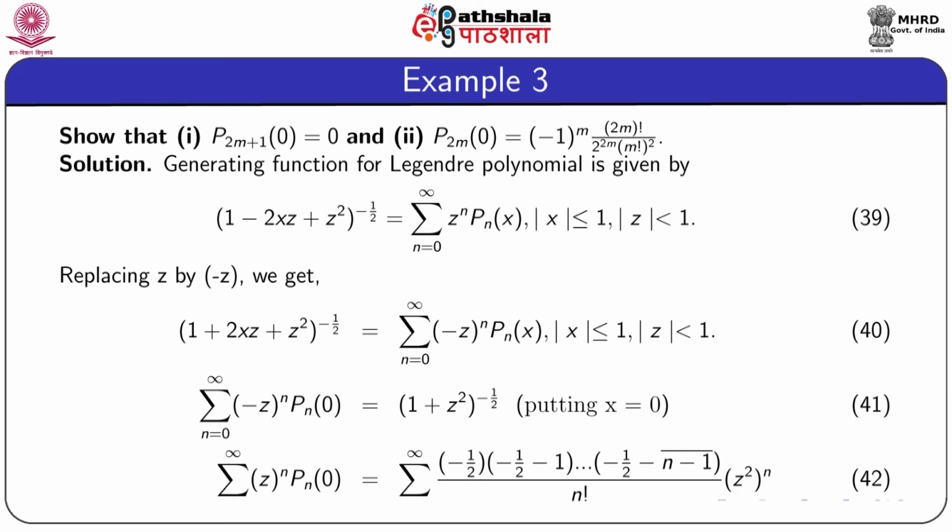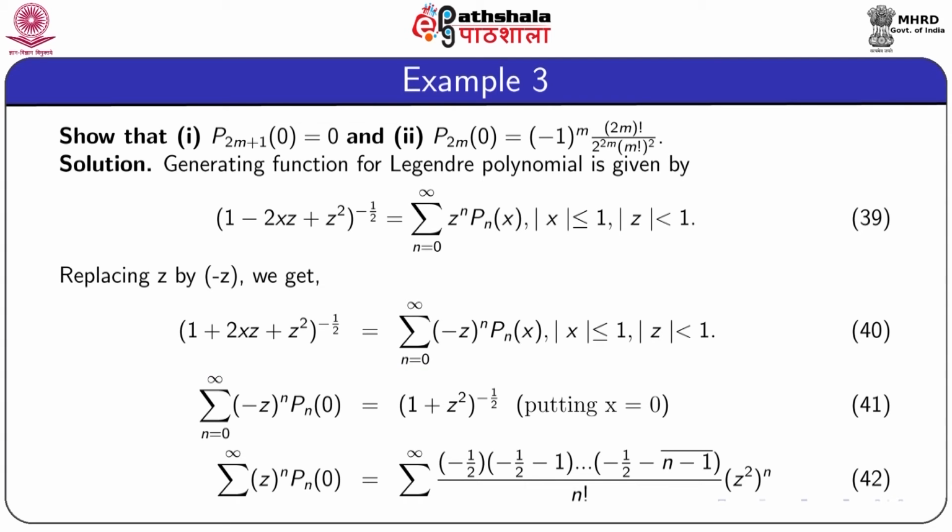Our next example, we have to show that P_{2m+1}(0) = 0 and P_{2m}(0) = (-1)^m (2m)! / (2^m (m!))^2. We again start with the generating function for Legendre's polynomial given by equation number 41. We replace z by -z in equation 41, and we get (1 + 2xz + z^2)^(-1/2), which is equal to the summation n = 0 to infinity (-z)^n P_n(x).